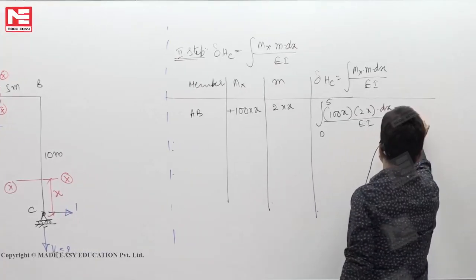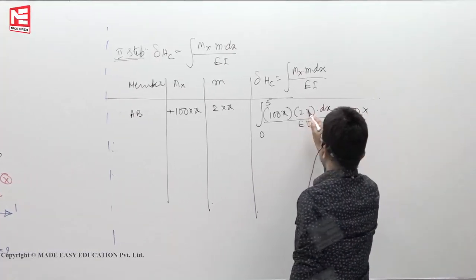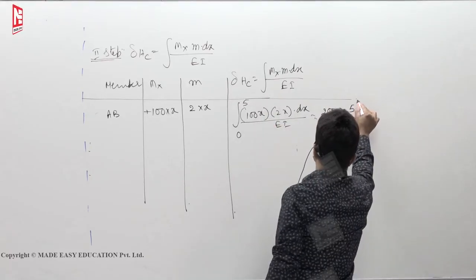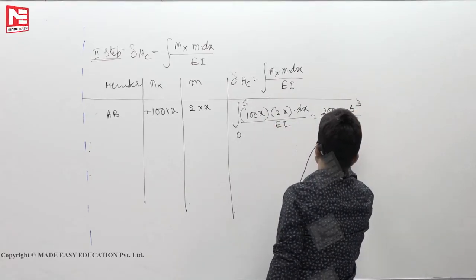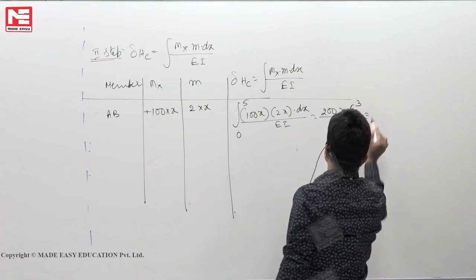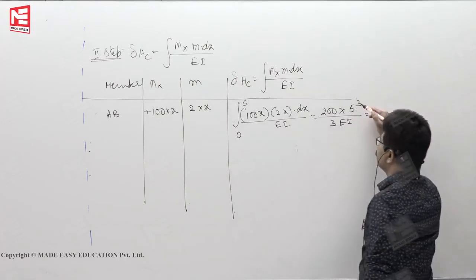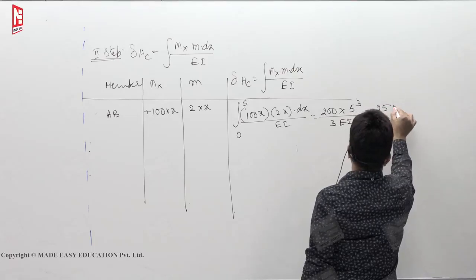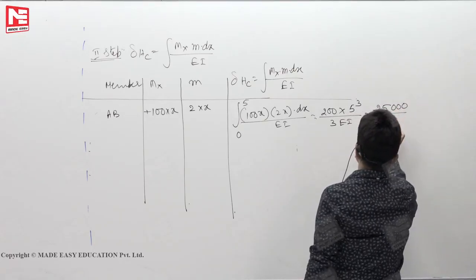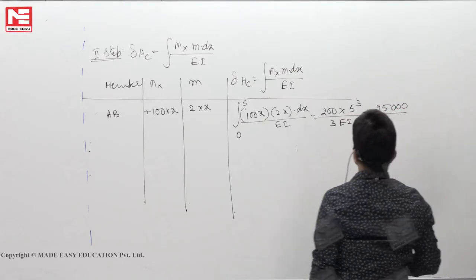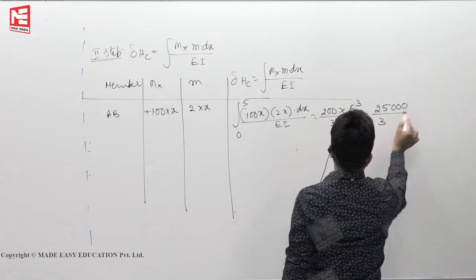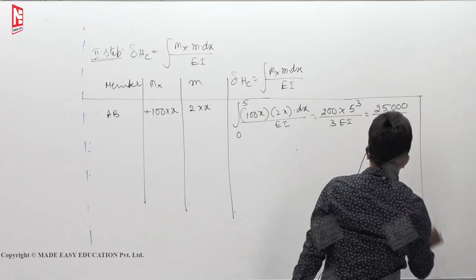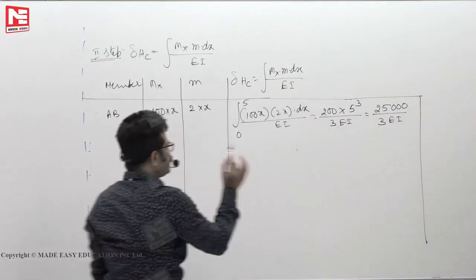100 into 2, 200. X square means x cube by 3. X cube means 5 cube by 3 EI. So you will get 5 into 5, 25 into 5, 125 into 2, 250 into 100, 25,000 by 3 EI. Further simplification, don't do it, keep it as it is.